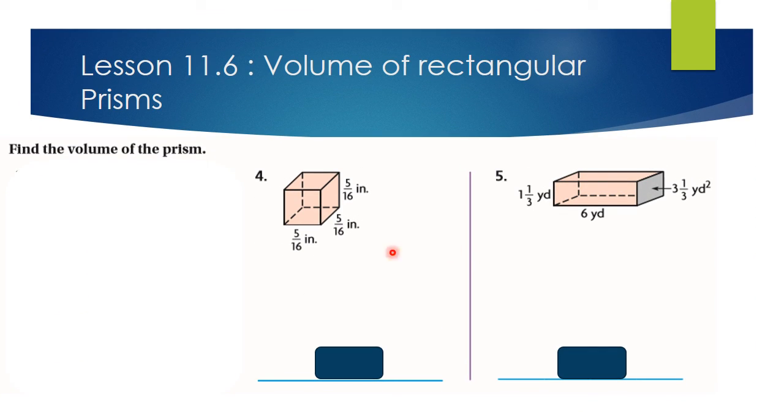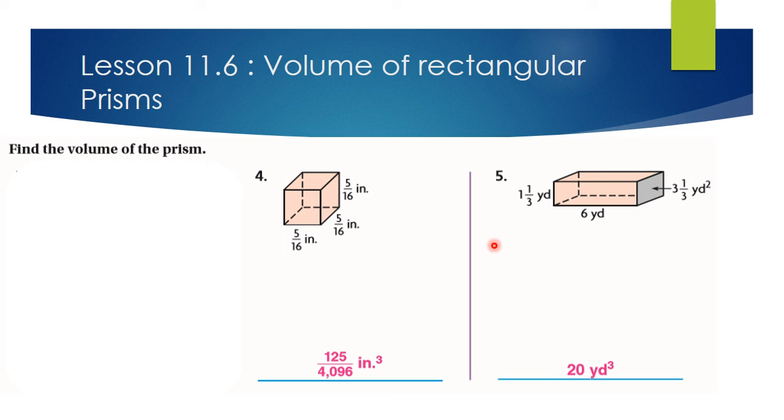Number 4 and 5. We're going to do the exact same thing here. It's a cube. So we do 5 times 5 times 5, which is 125. And then 16 times 16 times 16, which is 4,096. Of course, we can also simplify it, but it's not required. Okay, and here we're going to multiply 6 times 3 and a third times 1 and a third. Of course, we're going to convert these into improper fractions to make it easier to calculate. The answer shall be 20 yards cubed.